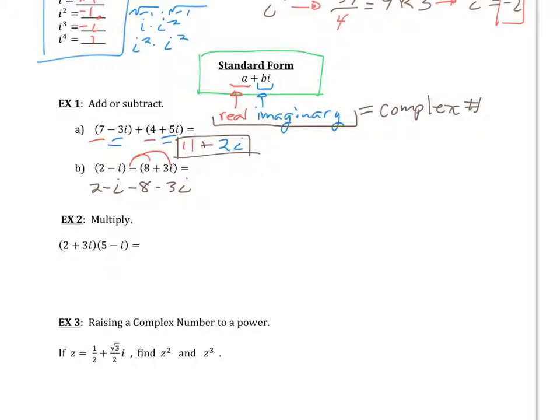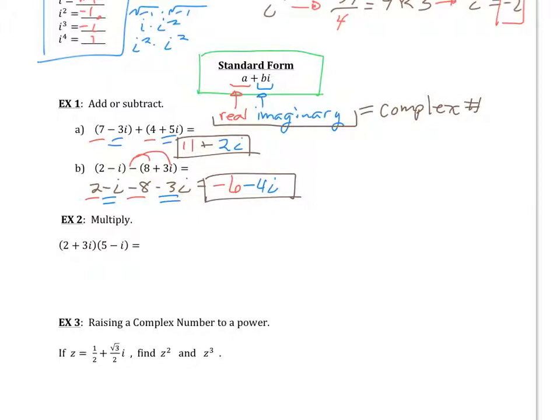So our real part is 2 and a negative 8. What does that give me? Negative 6. So I get negative 6. And then my imaginary part is negative i and a negative 3i. What does that combine to? So we get negative 4i. And that's it. That is your complex number. You're not going to try to factor it or anything like that. That's it. Don't make it harder than what it is.